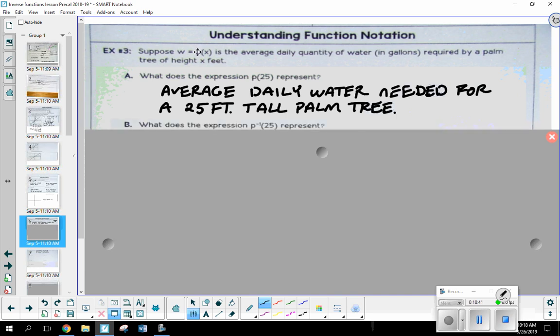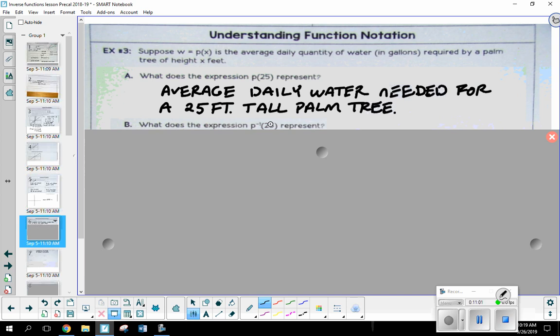What does the expression P inverse of 25 represent? Okay, so now you said the quantities were the height of the tree and the number of gallons of water, right? So what does the inverse do? 25 gallons. There you go. It switches those quantities. So Natalia, what are you saying?